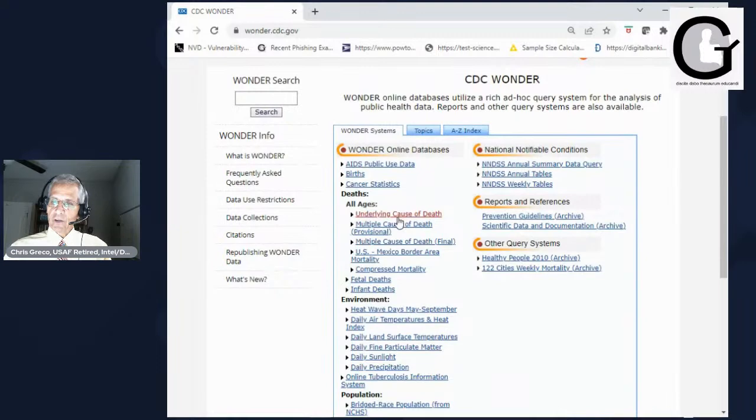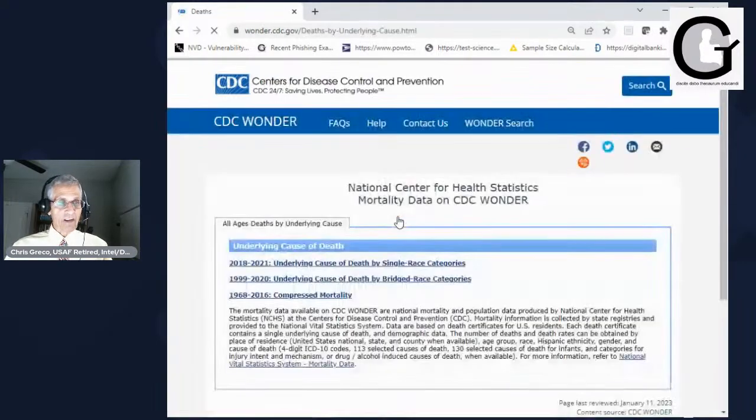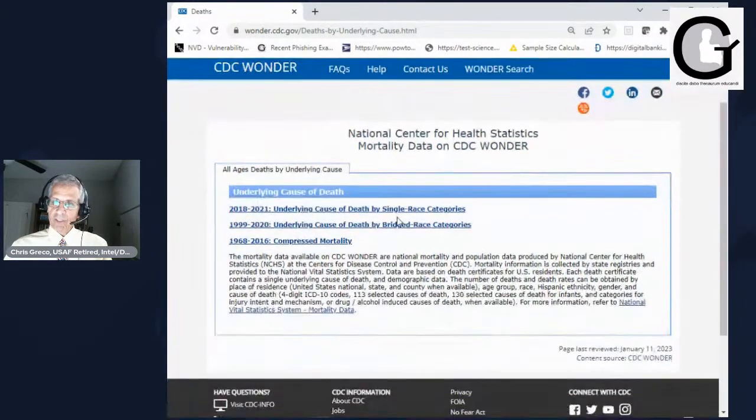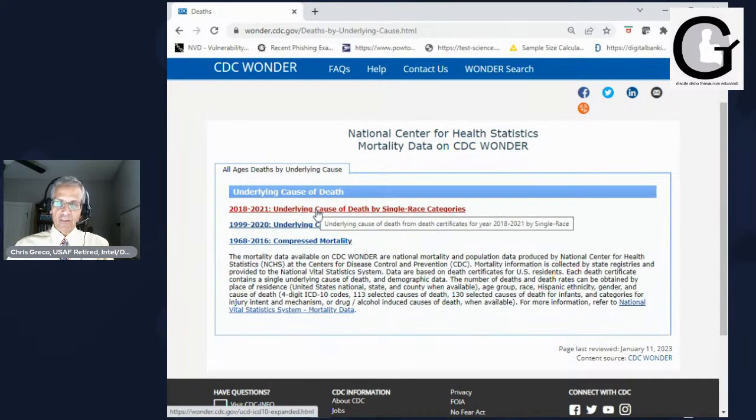So what we're going to do is go to underlying cause of death, because that's where they went to. And what we can do is go through here, underlying cause of death by single race categories. This is only 3 years. This is almost 20 years. So what I'd rather do from the standpoint of looking at long range aspects is looking at this. But I'll tell you what, let's go to underlying cause of death by single race categories.